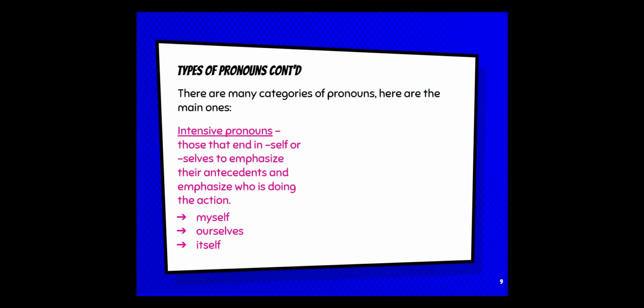Finally, we have intensive pronouns. Those that end in self or selves to emphasize their antecedents and emphasize who is doing the action. So if you said, I can do it myself, that would be intensive. Or we can learn ourselves. Or finally, the door closed spookily, all by itself.